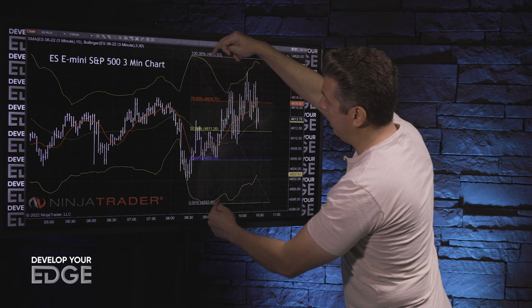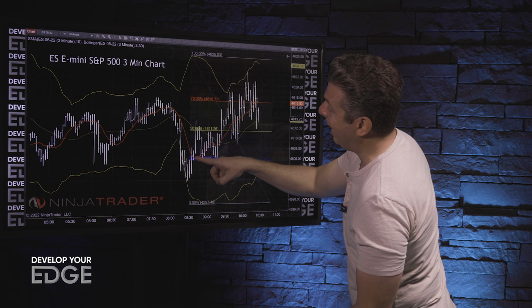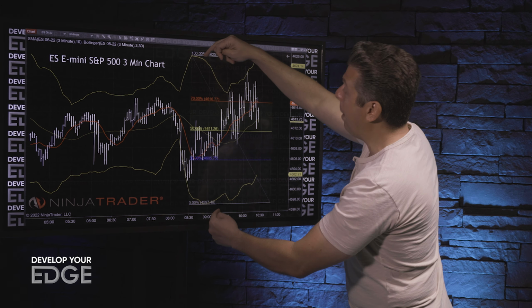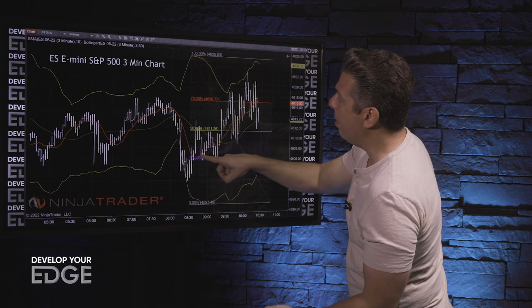When the mouth of the Bollinger Band starts to close and we get back above a 10-period moving average, which right now on a 3-minute is only the 30-minute moving average, but the mouth of the Bollinger Band closes, to me, that is going to give me a bullish look on this time frame. What do I look for support?